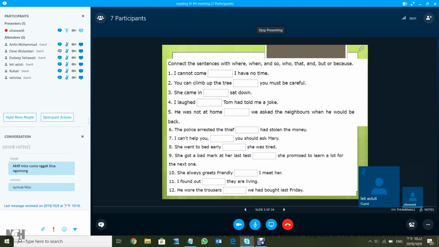Is it clear? Jelas nggak tulisannya? Kalau di HP atau di layarnya Mbak dan Mas, ini kelihatan jelas nggak? Oke. Semoga yang di HP juga jelas ya. Mungkin kalau di HP jadi kelihatan kecil.